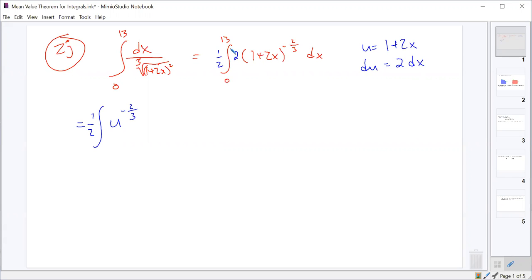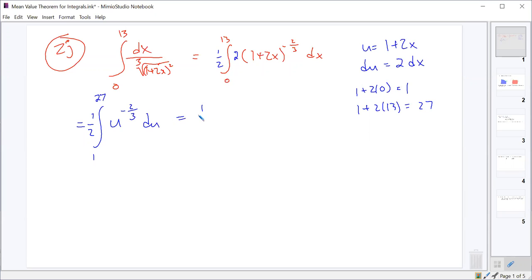And then we're going to have to change our limits of integration. They'll no longer be 0 and 13. So 1 plus 2 times 0 makes this 1, so our lower limit will be 1. And then 1 plus 2 times 13 makes our new upper limit 27. So far good? Yeah. Okay. And I forgot my du on that.